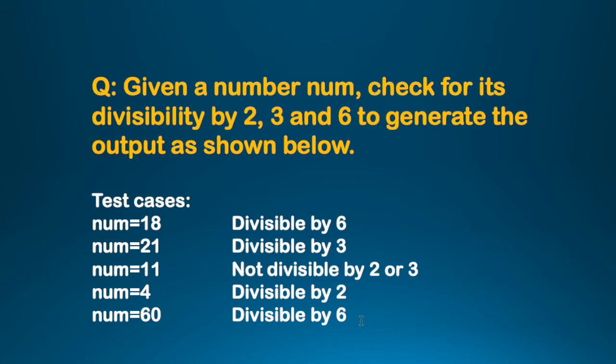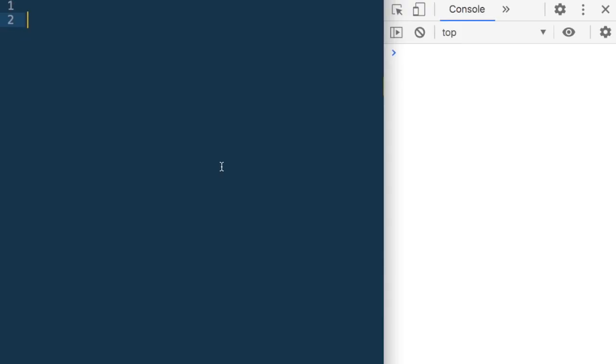If it is then divisible by 2, we will print it is divisible by 2. Otherwise, we would say not divisible by 2 or 3. Let us see how do we code this problem. So let's say let num is equal to 60.